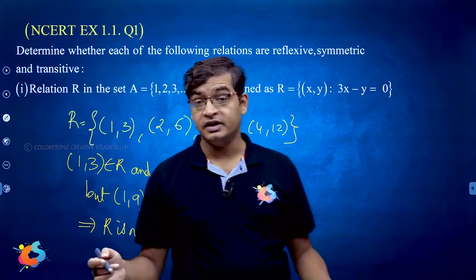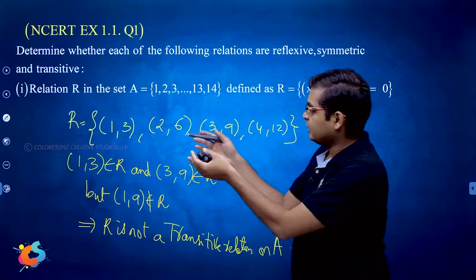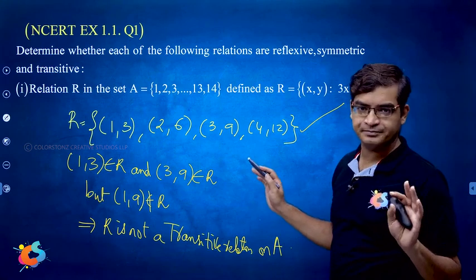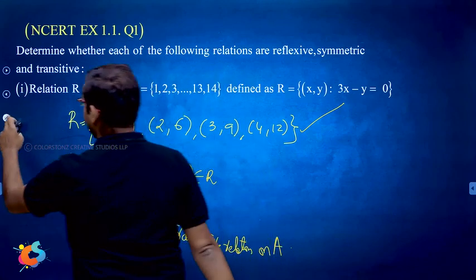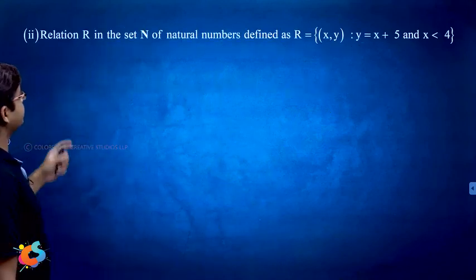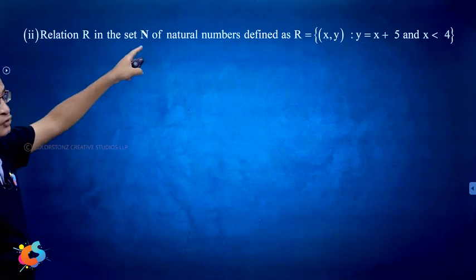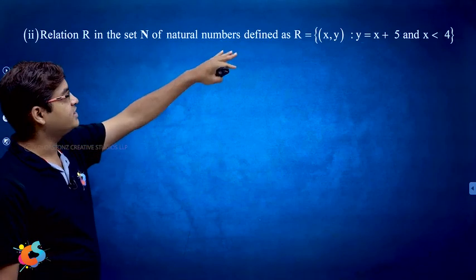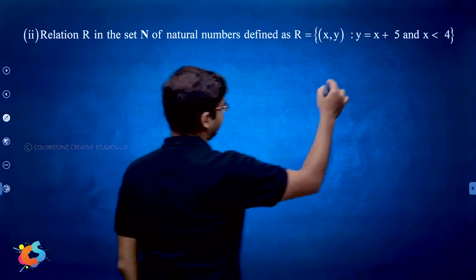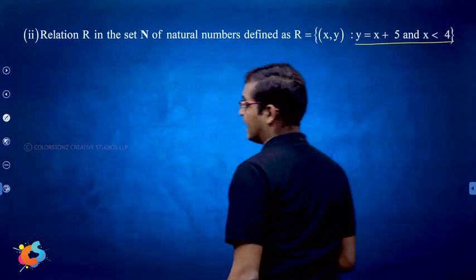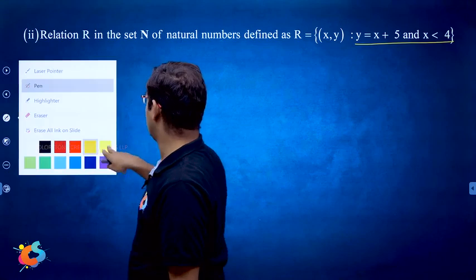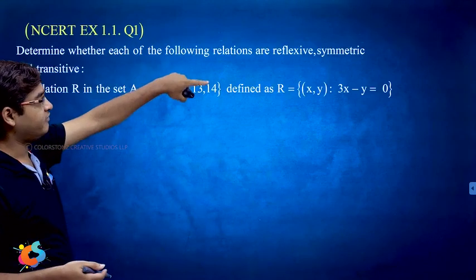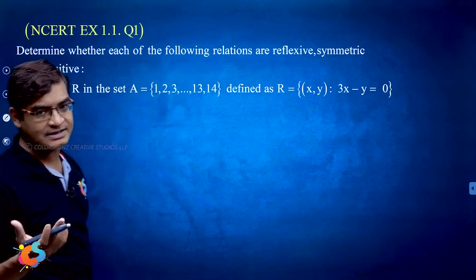So very simple. See, here you can do it directly. You can write the relation in this form and then you can do the checking. Okay. Let us go to the next question, and that is, let R in the set N of natural numbers be defined as R is equal to x comma y, where y is equal to x plus 5 and x is less than 4. So is it the same thing, reflexive or not, symmetric or not, transitive or not?